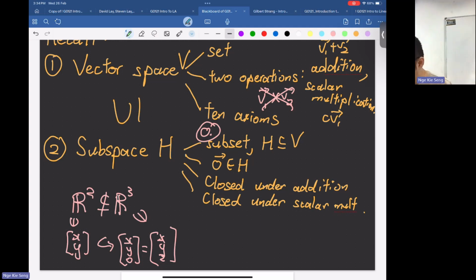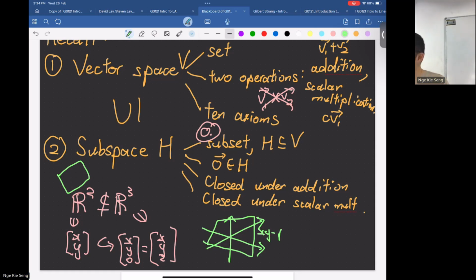Let's draw this. So let's say R2 looks like this, a plane, right? So how to put R2 inside R3? Maybe you put it as the XY plane here. And this is not the only way you can put it in. There's a different level, right? You can put this high, you also can put this high. So meaning you can change the height also.